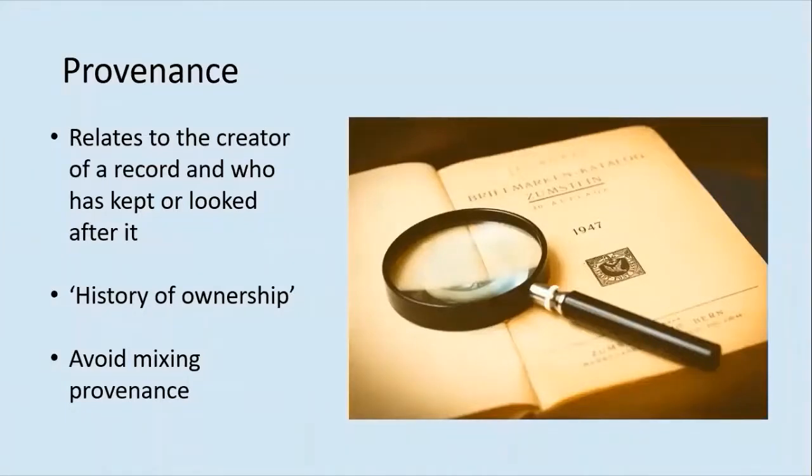Provenance relates to the creator of a record and its ongoing history of ownership. Who has kept or looked after the records in the meantime until it has ended up in your custody? Archivists try to avoid putting items together in the catalogue which are from different sources. Archival catalogues usually include a description of the provenance of the collection. Think of it like having two different jigsaw puzzles. If you mix the two sets of pieces together and decided to rearrange them by colour, that wouldn't be useful to anyone who was hoping to complete one of the jigsaws.